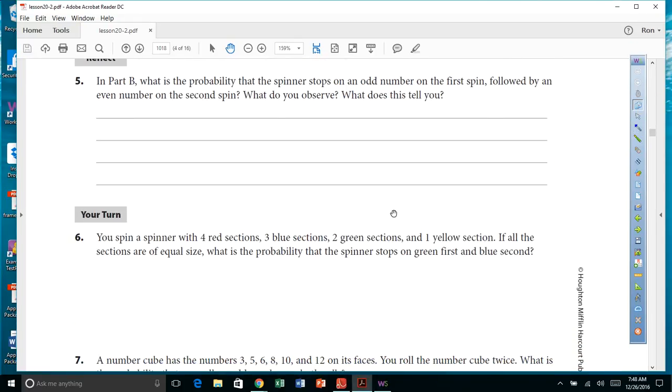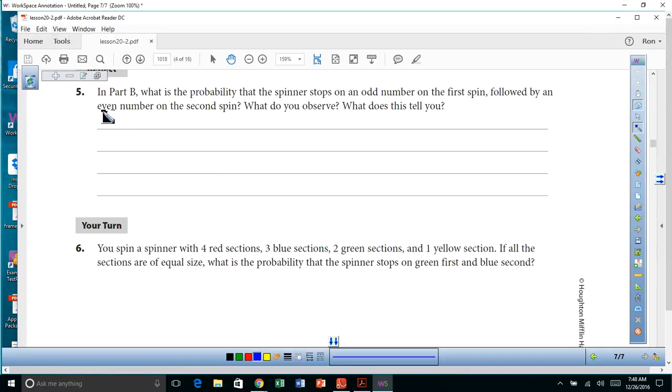In part B, what is the probability that the spinner stops on an odd number on the first spin, followed by an even number on the second spin? What do you observe? What does this tell you? The probability of getting an odd number on the first spin, followed by an even number on the second spin, is going to be probability of odd times probability of even. That's going to be 5/8 times 3/8, which is 15 over 64. This value is equal to the probability calculated in part B. Because the spins are independent of each other, changing the order of outcomes does not affect the overall probability.